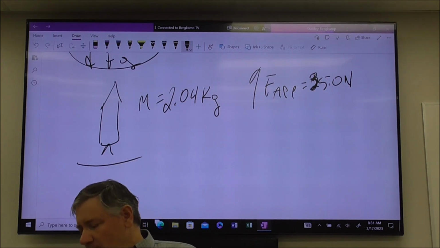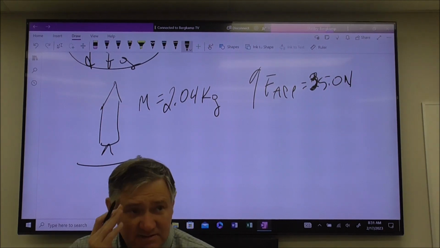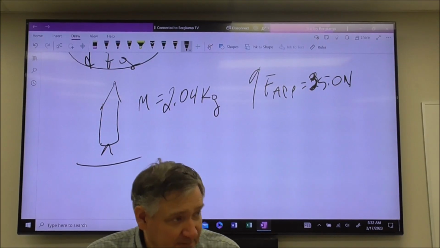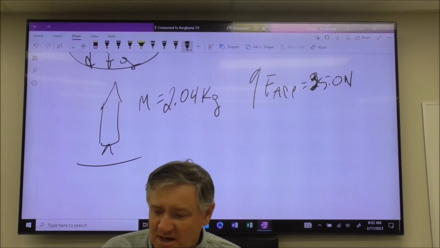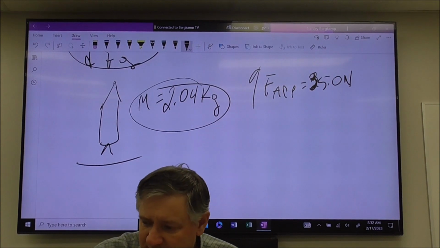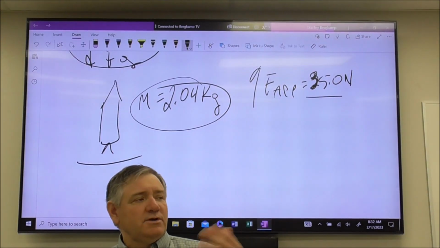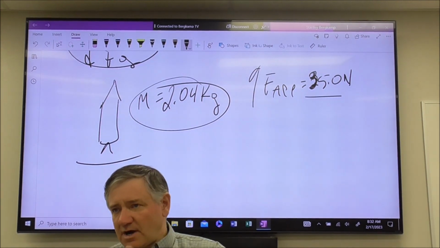Okay? So here's the story. This is going to play out in the story problem. I'm going to tell you a rocket sits on the launch pad. It has a mass of 2.04 kilograms. The engines can provide an upward force of 35 newtons. I want you to calculate the acceleration of the rocket.